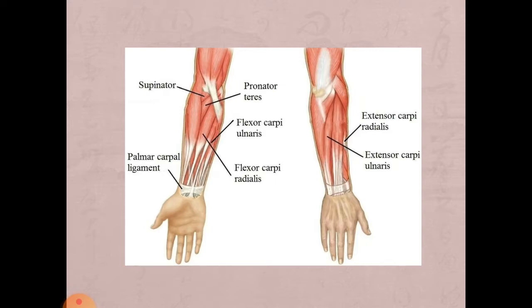So for the flexion, you have the flexor carpi radialis and the flexor carpi ulnaris muscle. So these are the flexors that are responsible for the flexion at the wrist joint. The flexor carpi ulnaris and the flexor carpi radialis. These two muscles are responsible for the flexion around the wrist joint. Next, you have the extension, and for the extension, you have the extensor carpi radialis and extensor carpi ulnaris muscle.